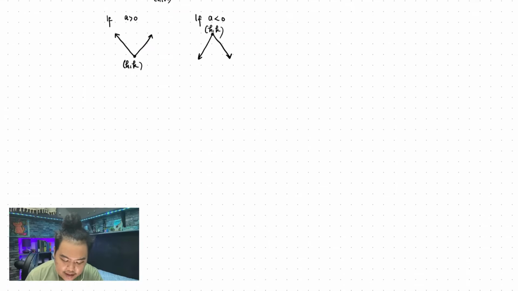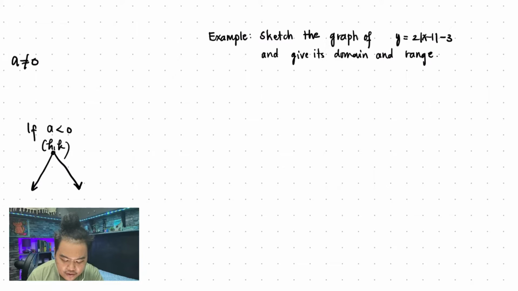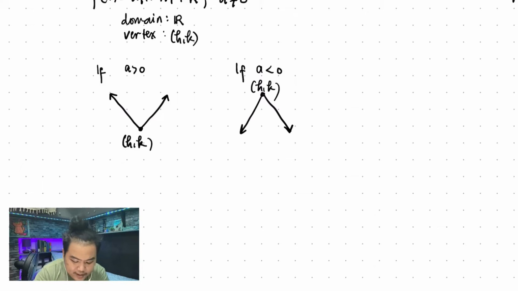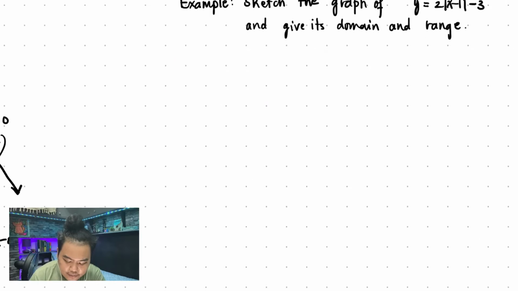So, gawa tayo ng example. Let us sketch the graph of this. Give its domain and range. Ano palang domain nito? Actually, pareha nung sa quadratic. If a is positive, k to infinity. Kapag a is negative, negative infinity to k. So, give its domain and range.